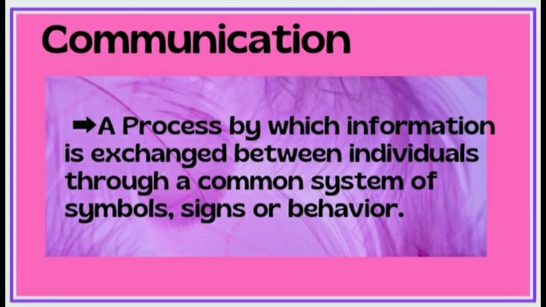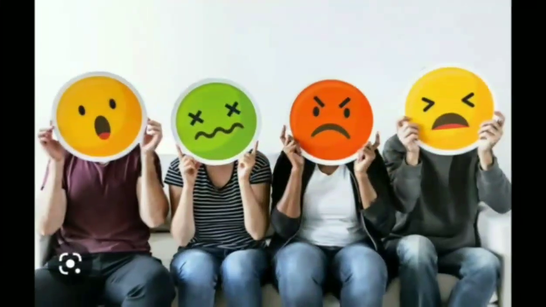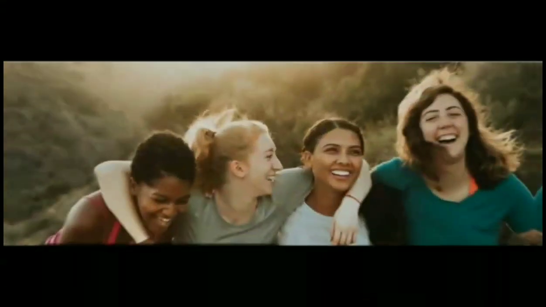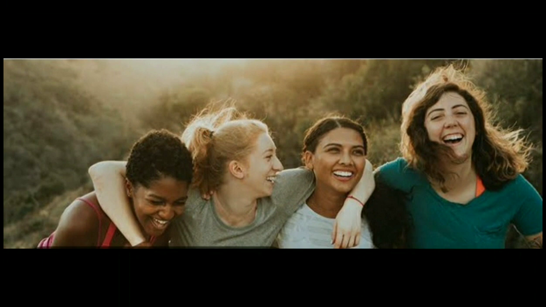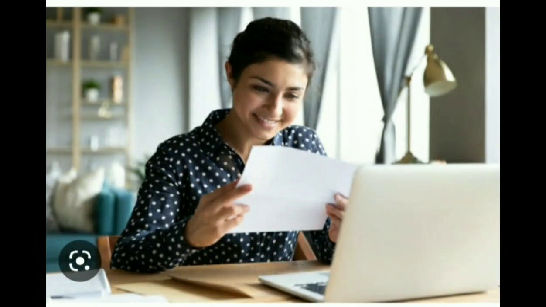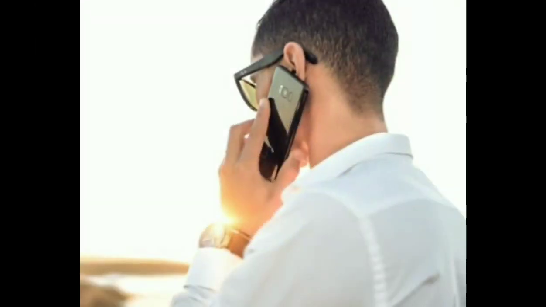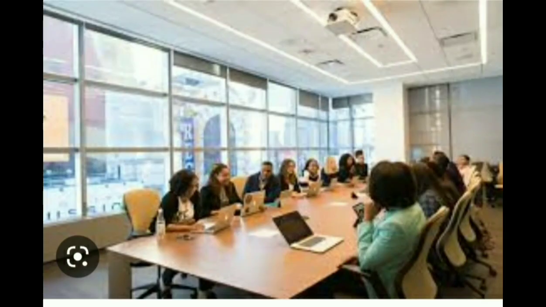So communication is a process by which information is exchanged between individuals through a common system of symbols, signs, or behavior. Every communication involves at least one sender, a message, and a recipient. This may sound simple, but communication is actually a very complex subject.